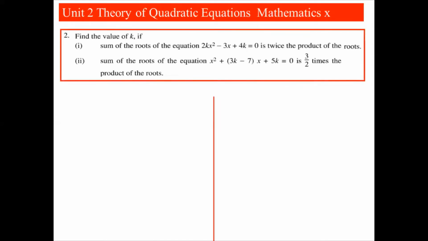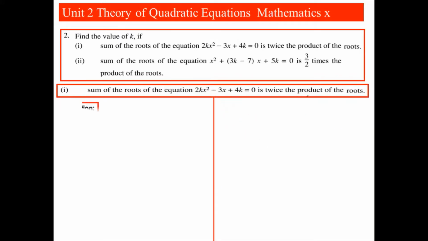find the value of k if part 1, sum of the roots of the equation 2k x square minus 3x plus 4k is equal to 0 is twice the product of the roots. So it is given that the sum of the roots is twice the product of the roots. So let's start the solution.